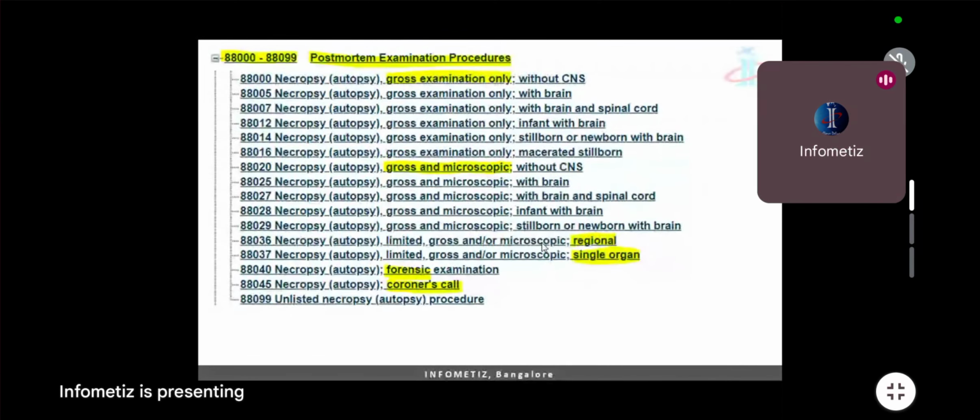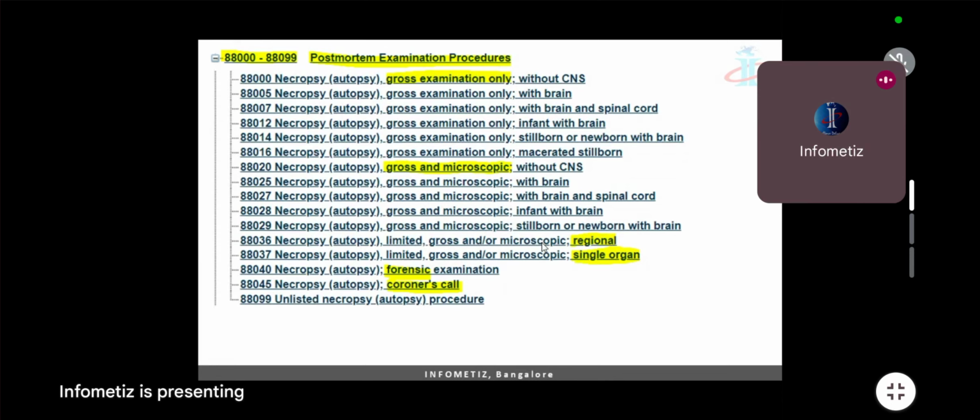Okay. 007, 027, brain and spinal cord. 012 and 028, infant with brain. Now, infant is an age group less than 5 years. Baby, postmortem with brain, but the baby's age should be less than 5 years. 014 and 029, that is stillborn or newborn with brain.